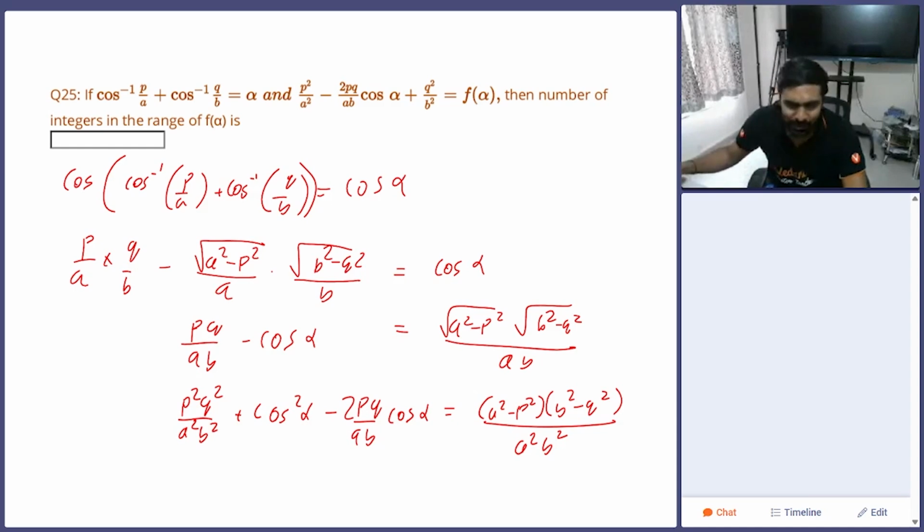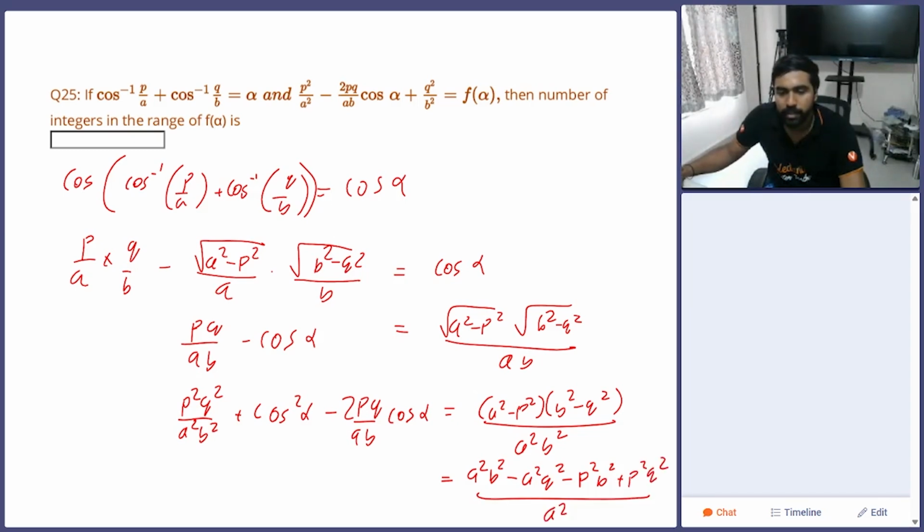I think I will be able to simplify this very quickly. If I look at this term over here, what do I have? I can write this out as a square b square minus a square q square minus p square b square plus p square q square, divided by a square b square. First of all, p square q square upon a square b square gets cancelled out. Then you have cos square alpha minus 2pq upon ab cos alpha.